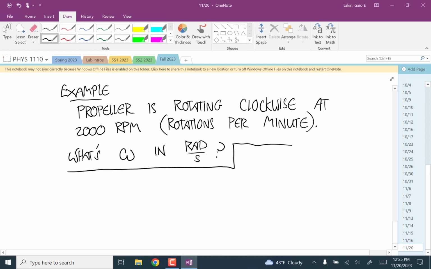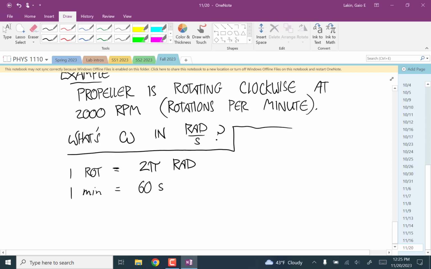Well, you can think of this as just a unit conversion. One rotation is how many radians? 2. Right. I'm sorry, almost right. 2 pi. 2 pi radians. And 1 minute is 60 seconds.